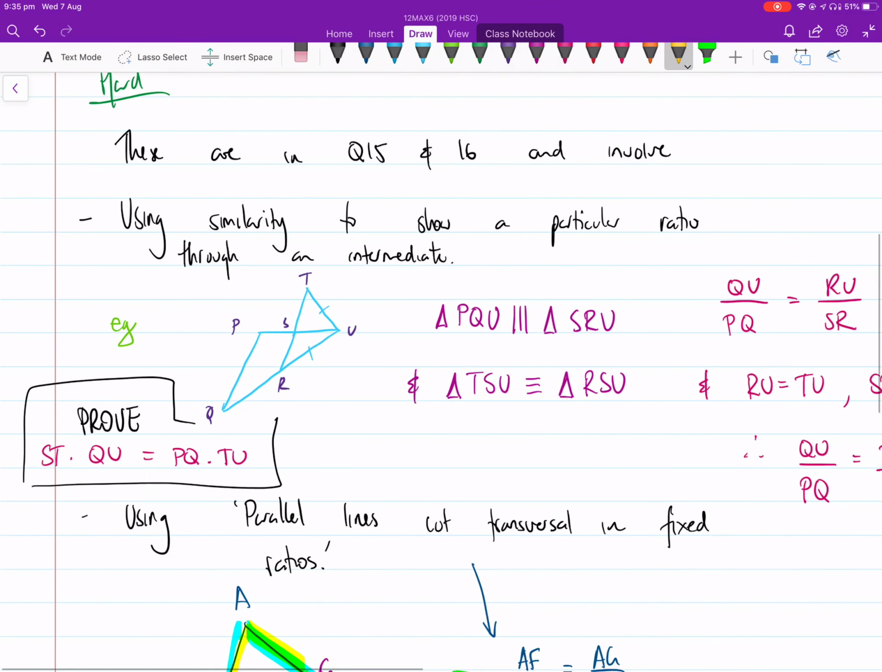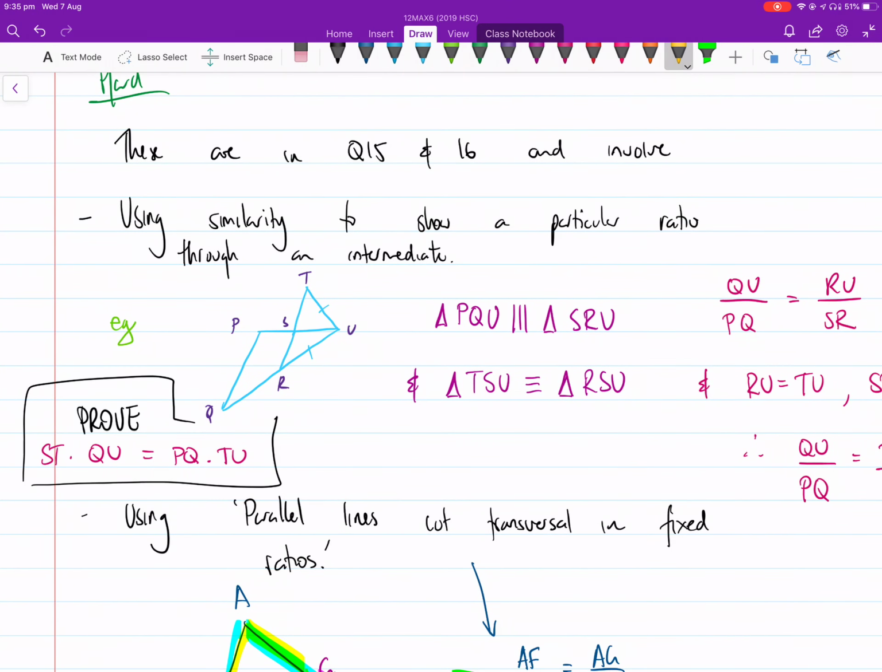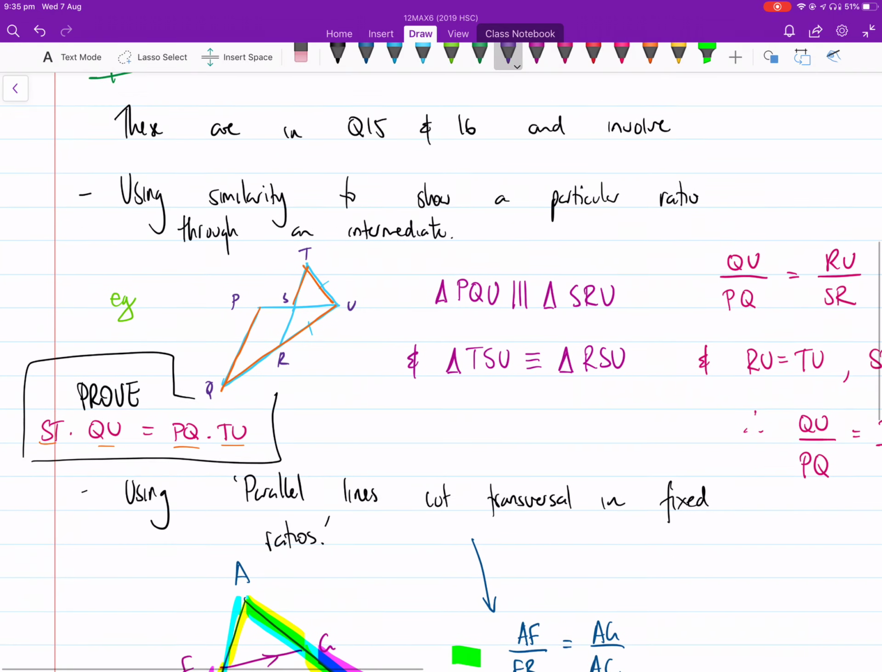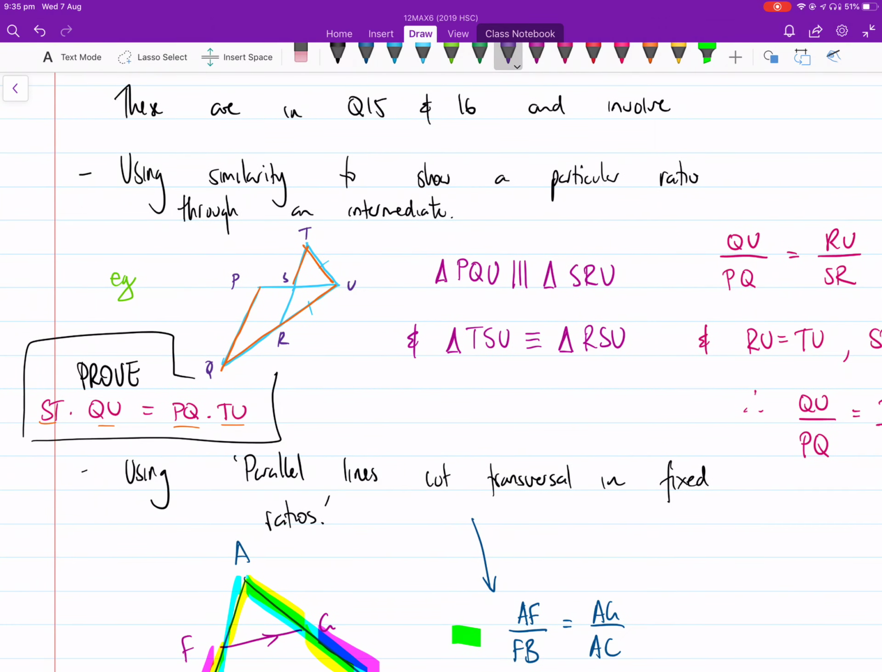And you can see here, this is a very, very straightforward example, but we've got ST times QU is equal to PQ times TU. So they're not in any triangles together. You've got PQ over here, you've got ST up here, you've got QU over there, and you've got TU over here. The first thing you should always do is never leave it as a product, but rather put all the ratios from the same triangle together.